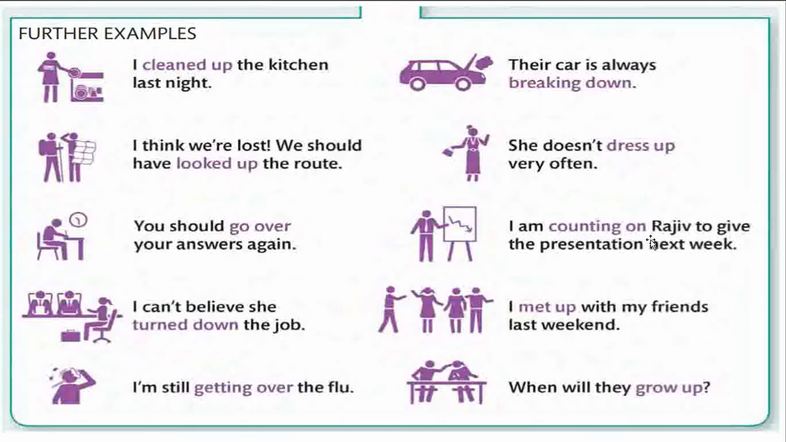I'm counting on Rajiv to give the presentation next week. Counting on means relying upon someone. Count, ing is added to it. I met up with friends last weekend. Met up means physically gathered together. Here, meet becomes the past tense met. When will they grow up? Grow up means become matured.